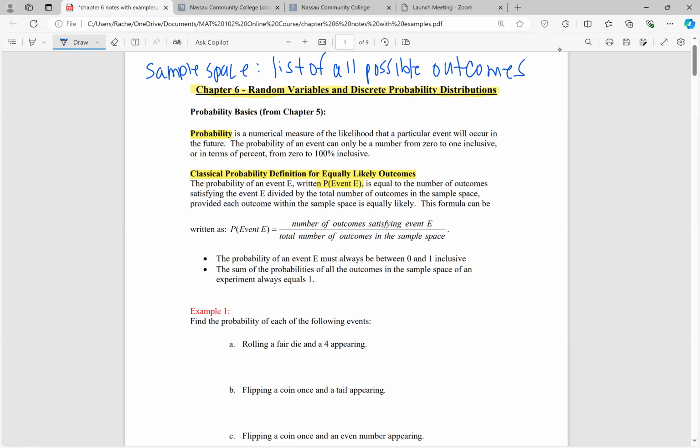So that's always going to go in the denominator. And then in the numerator, we would put the number of outcomes that satisfy event E. And we're going to do some examples.